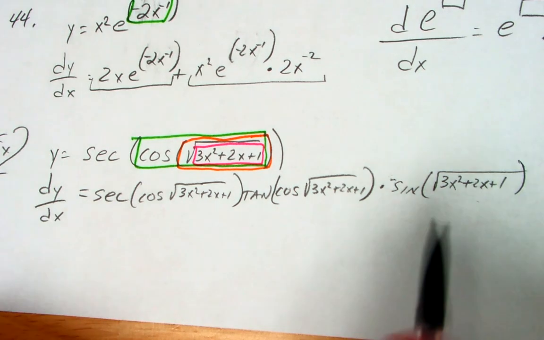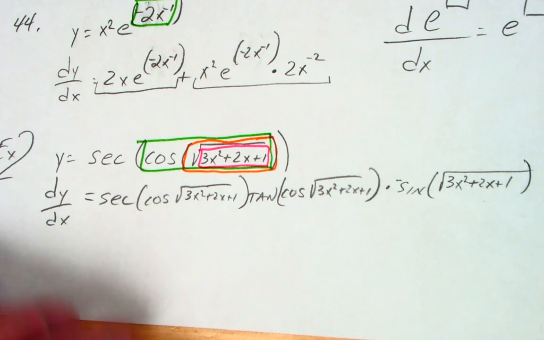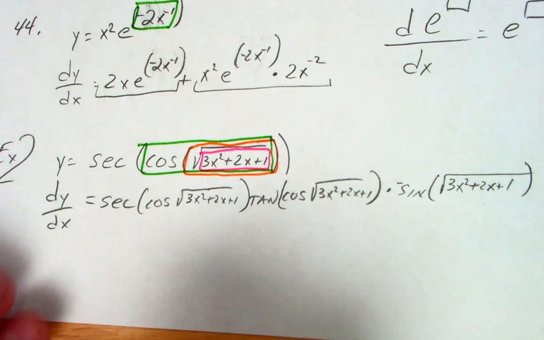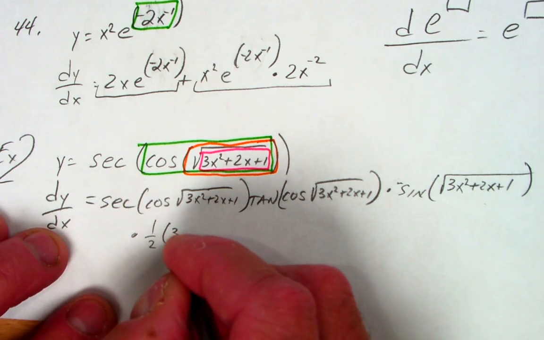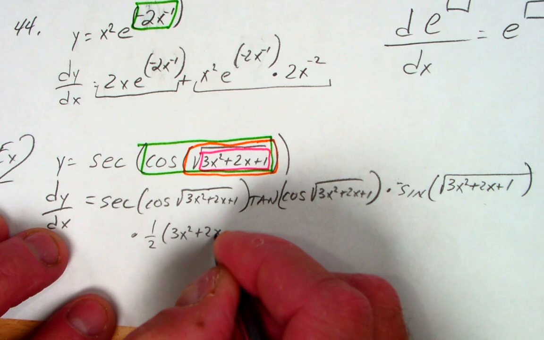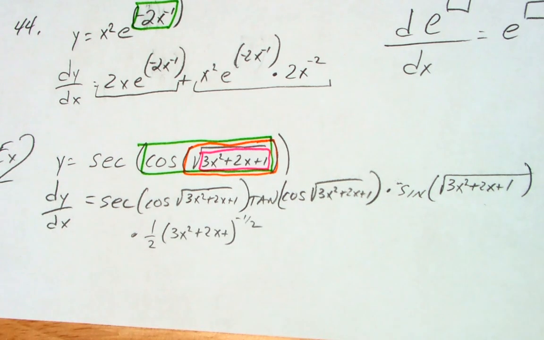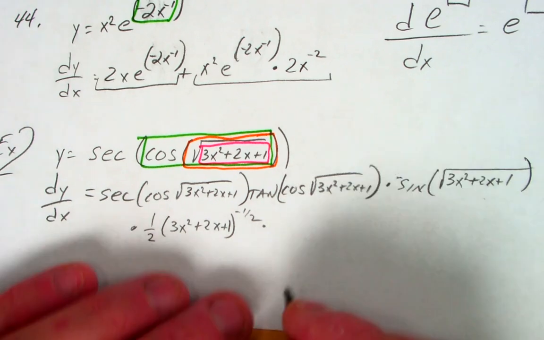So now I've got to take the derivative of the orange, which is that raised to the 1/2, so times 1/2, that plus 1 raised to the negative 1/2, times 6x plus 2.